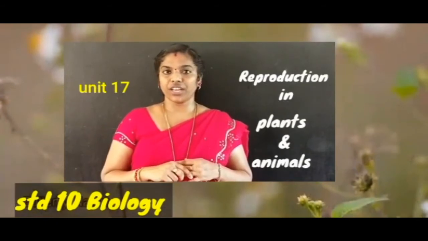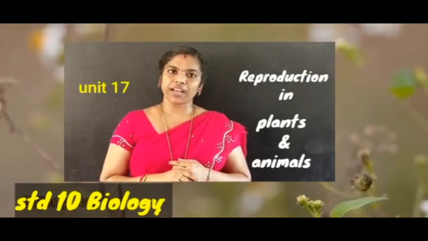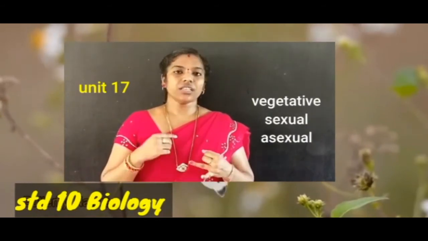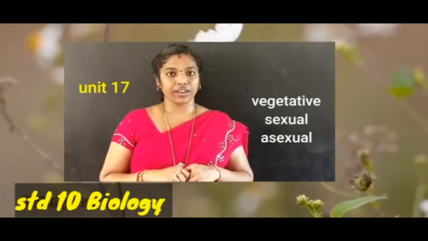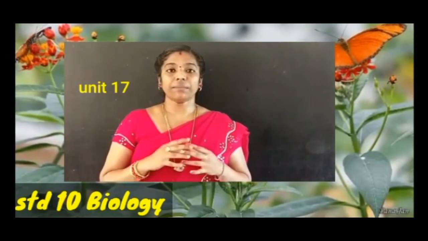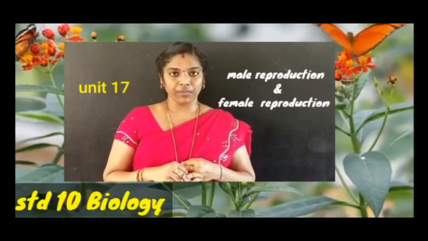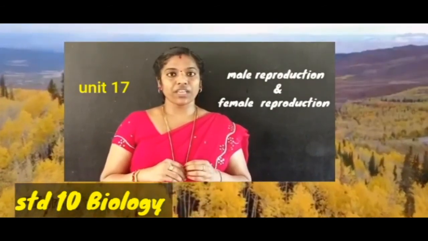In this video session, we are going to see Unit 17, Reproduction in Plants and Reproduction in Animals. In Reproduction in Plants, we are going to see the types of reproduction: vegetative reproduction, sexual reproduction and asexual reproduction. In the human reproductive system, sexual reproduction takes place. We are going to see the male reproductive system and the female reproductive system. This is a very important topic for our social and personal hygiene too. So let's move on to the video session.